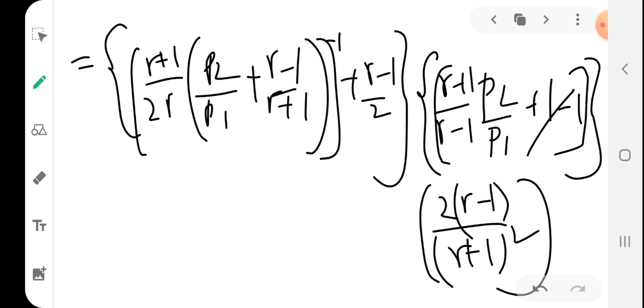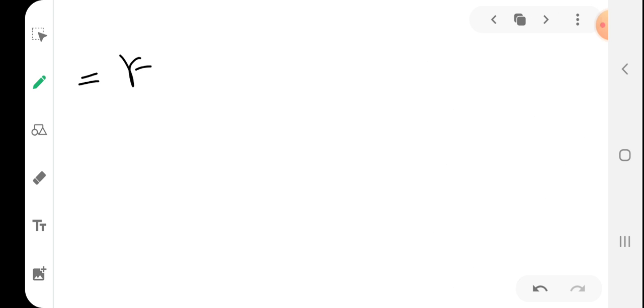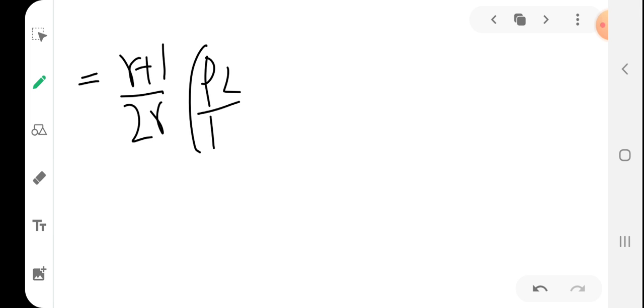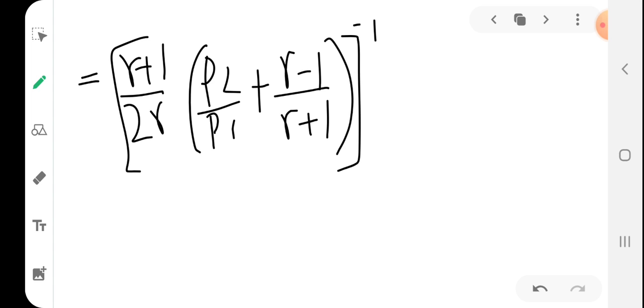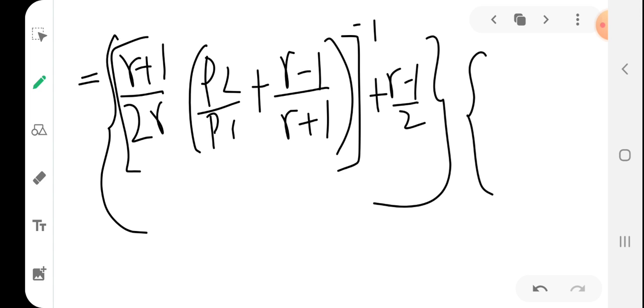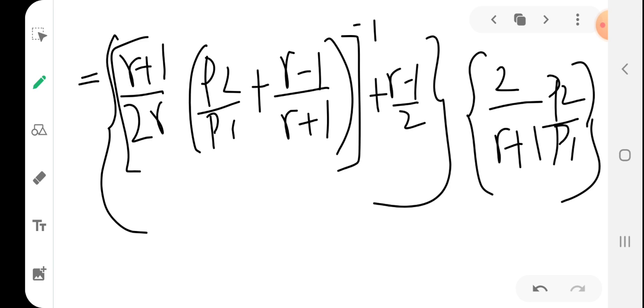And now you do one thing. This term into this term: here you can see in the denominator gamma plus 1 whole square, and here in the numerator gamma plus 1 is there. So this and this cancel, and one gamma minus 1 and gamma minus 1 cancel. So what remains is gamma plus 1 by 2 gamma P2 by P1 plus gamma minus 1 by gamma plus 1, all raised to minus 1, plus gamma minus 1 by 2, into 2 by gamma plus 1 P2 by P1 remains. Okay. Now you do one thing.